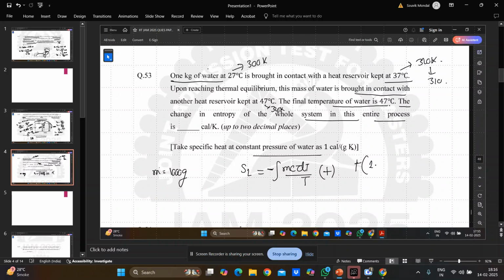So what is the total heat absorbed by the 1 kg of water, or rejected by the heat reservoir? Okay, so it is 1000 gram into 1 calorie, in change in temperature is 300 to 310. So it is 10 divided by its temperature. Okay, so minus 1000 log 310 by 300 plus 10 to the power 4 by 310. This is the first process. Okay.